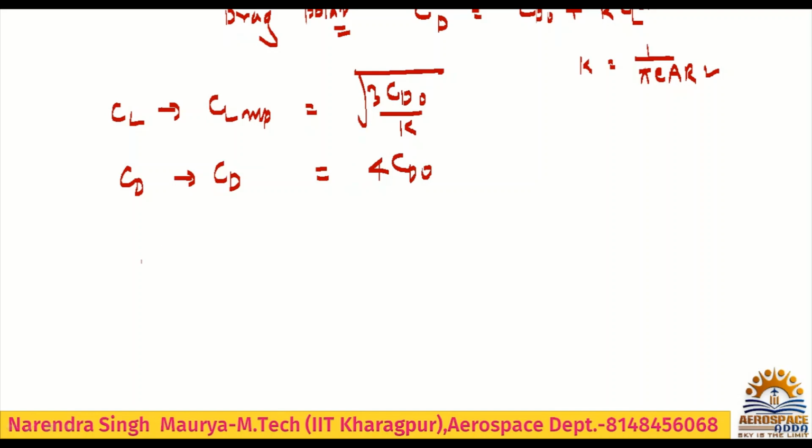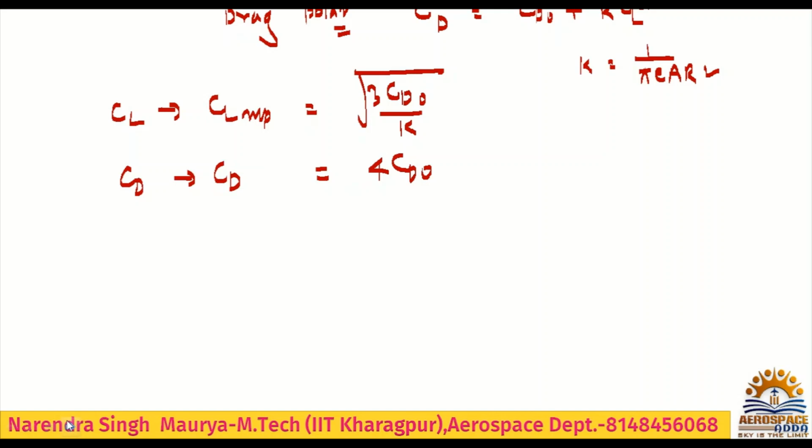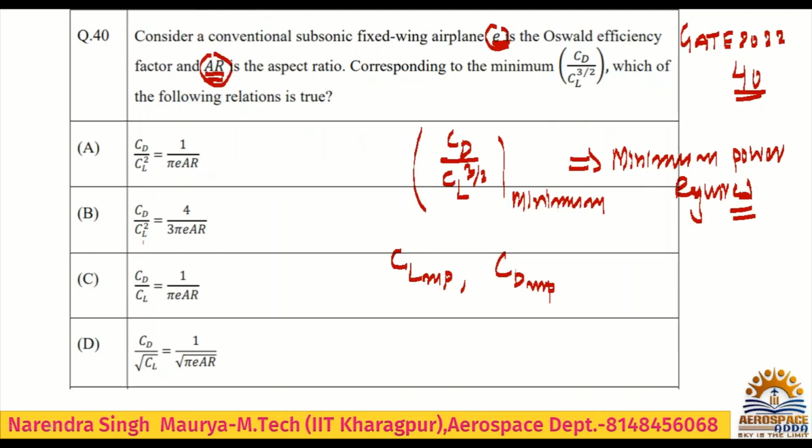Now I'll check the CL and CD values. We have multiple options. They have given CD by CL square, CD by CL, and CD by root of CL. Just use common sense here. What is the common sense? I mean, how to approach the correct answer? Check in your CL value, that is CLMP, 3 is available, and in your CD value, 4 is available. So 3 and 4 should come in that ratio. If you check which option has 3 and 4, you may get option B.